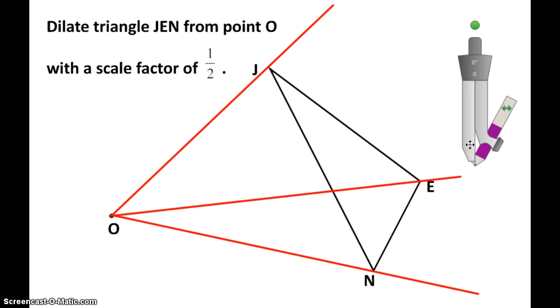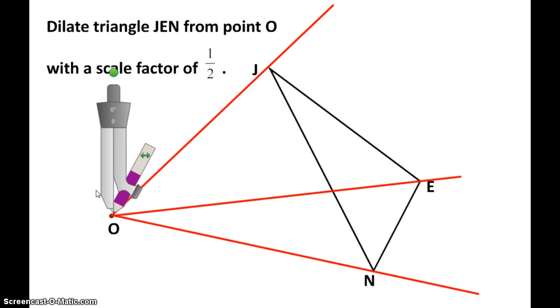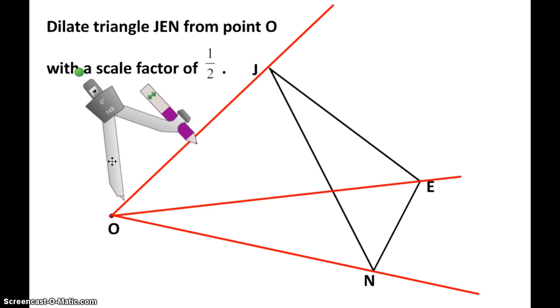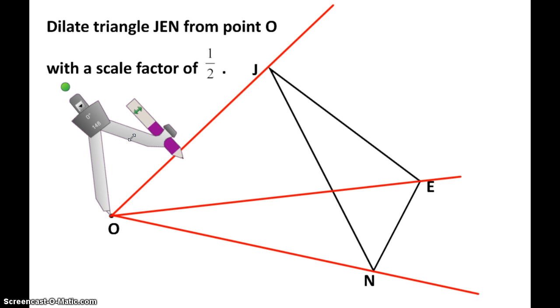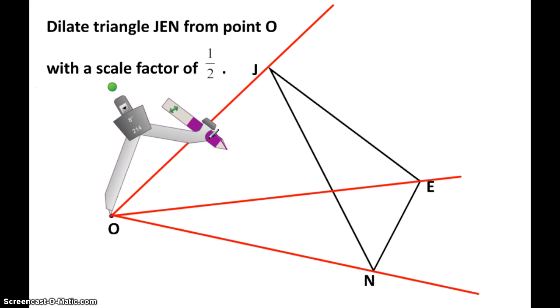So what we actually have to do is we have to cut the distance from O to J. So let's go ahead and do that here. Remember that you open your compass to more than halfway. Okay, create an arc.